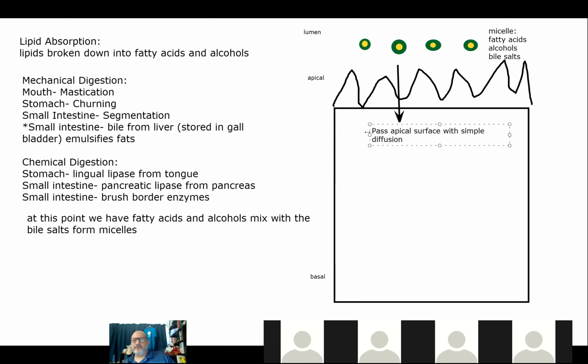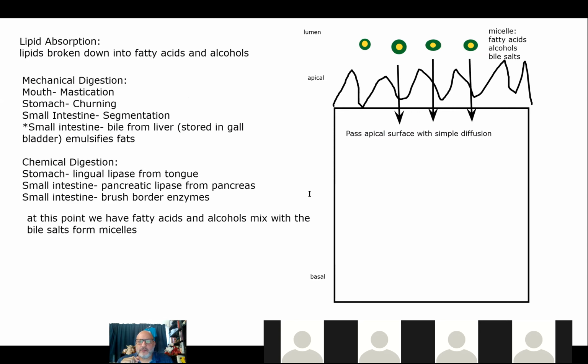Simple diffusion. No proteins, right? Nothing, no channels, no transporters, no anything. They are lipid soluble, so they're able to pass through the phospholipid bilayer of the cell without any problems at all. Complete simple diffusion into the cell.